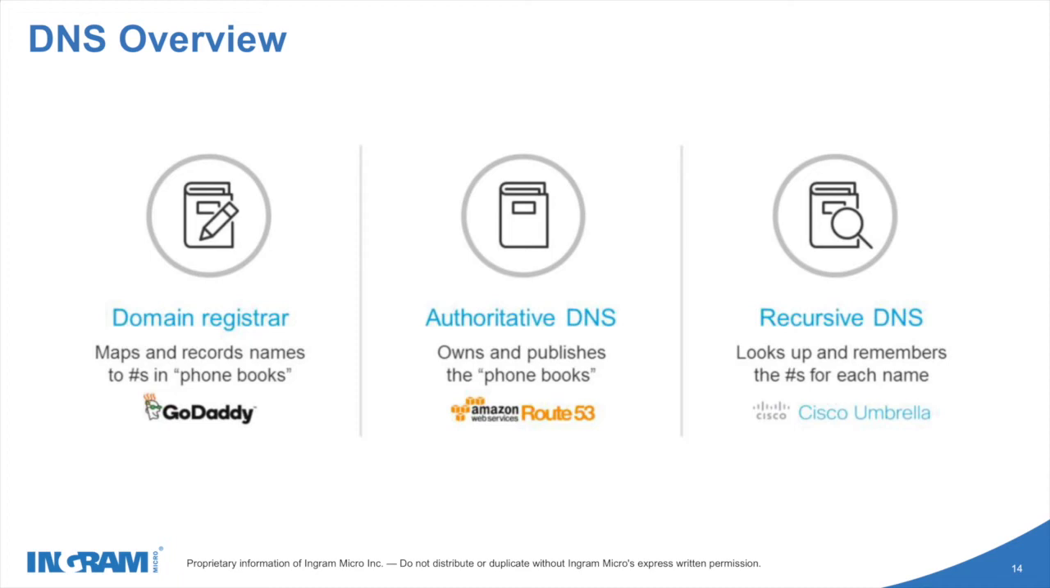Authoritative DNS owns and publishes the phone books. And next, recursive DNS services like Umbrella look up the numbers for each name. Think about when you go to your contact list on your phone to call someone. You look up their names because you don't memorize everyone's phone number.